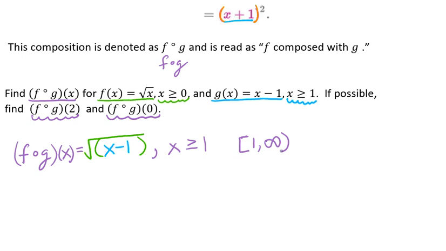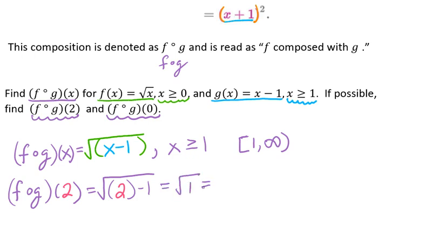Now we want to try and evaluate this. We want to evaluate f composed with g of x, except not x, we want to compose it with 2. Let's do that in color so we can see it. So we're going to have the square root of x minus 1, and we're going to put our 2 in there, and then we're going to have the square root of 1, which is 1, and that's inside of our domain right here. That's inside of our domain, and so it works. So we can find that.